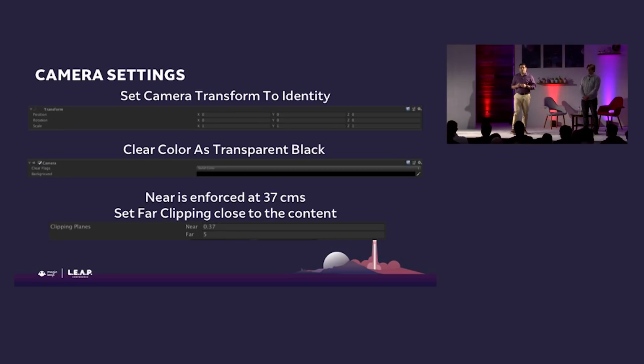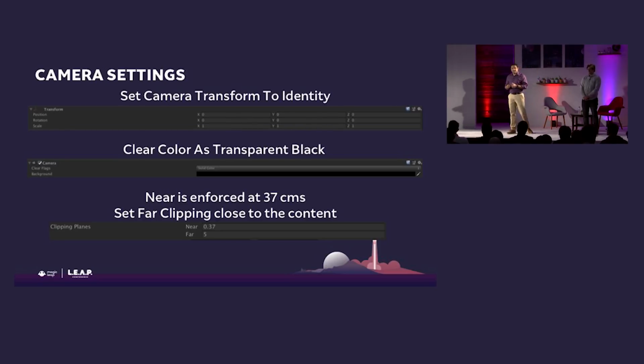The near clipping plane on the Magic Leap device is enforced at 37 centimeters, which means any content that's rendered in that range gets clipped out. Now, based on the experience you're trying to build, this can be a bit limiting. So we recommend that you either fade the content out or push it back as the user gets close to it. And you can see this in action in our Ghost sample available on the developer portal.